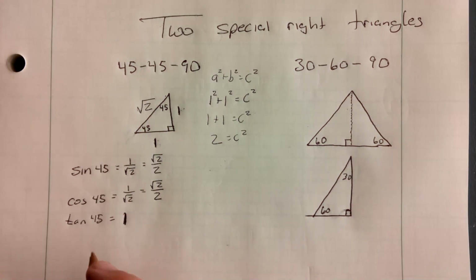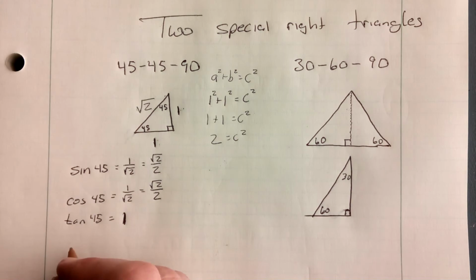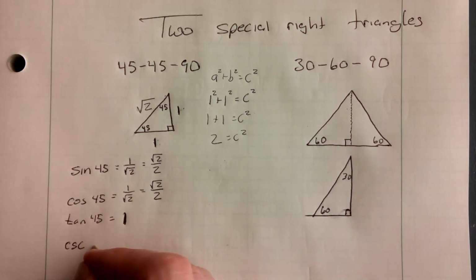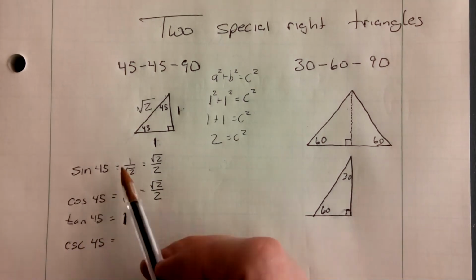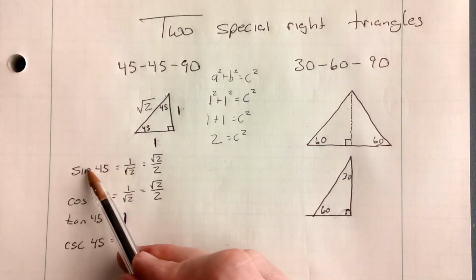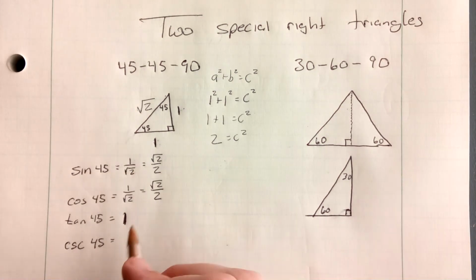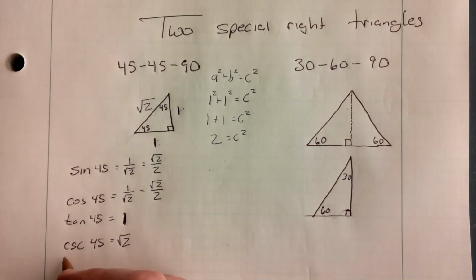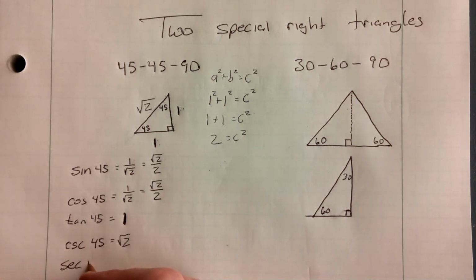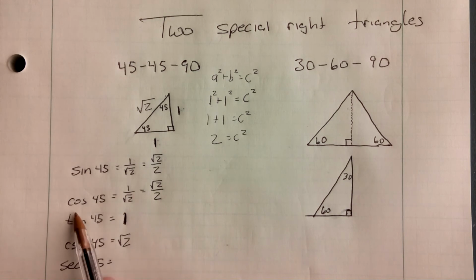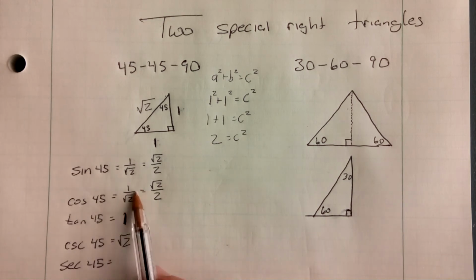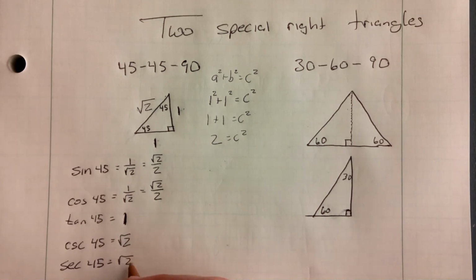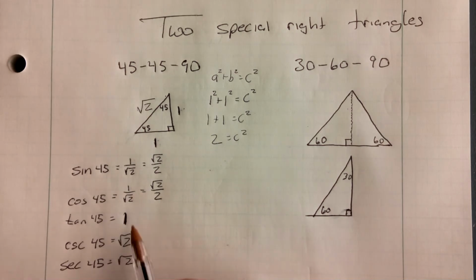And then what's really nice is I can find the cosecant of a 45-degree angle, which is just the reciprocal of the sine. The reciprocal just means it's going to be the square root of 2 over 1, or just the square root of 2. The secant of a 45-degree angle is going to be the reciprocal of the cosine. So again, it's just going to be the square root of 2, because the reciprocal of 1 over the square root of 2 is the square root of 2.